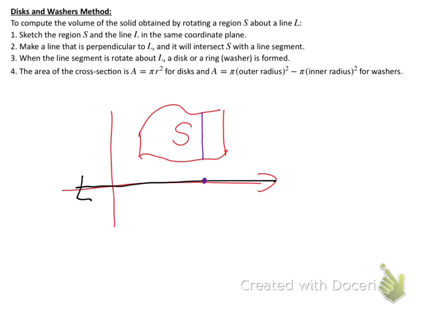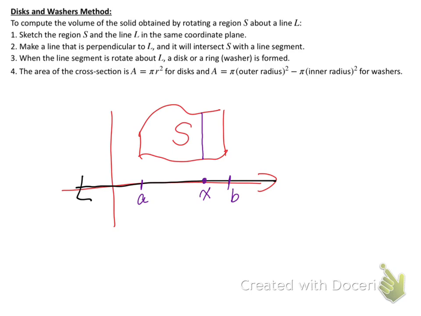Okay, this is corresponding to some x value from A to B, right? For any x, you make a vertical line, x equals a number, and then this line segment will be formed. If L passes through the line segment, you will have a disk. If L, the black line that you're rotating about, is not intersecting with the line segment, the purple, okay? So like my case, the purple is away from L.